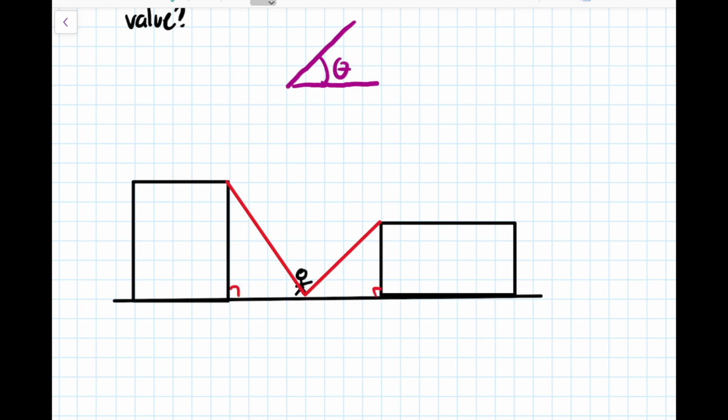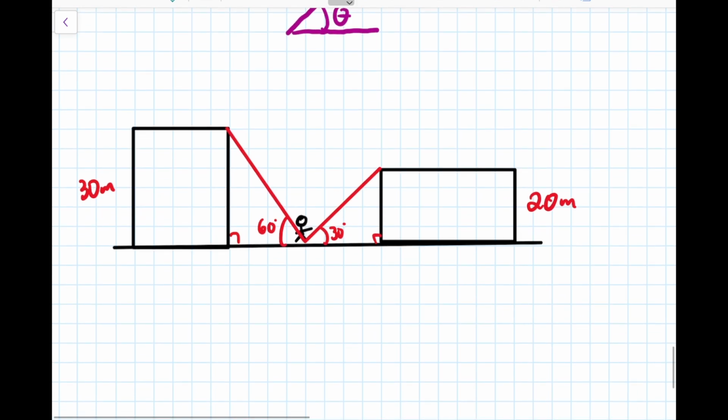We're told that one of the buildings is 20 meters tall and the other one is 30 meters tall. And we know what these two angles are. So our smaller angle to the top of the smaller building is 30 degrees and the angle to the top of the bigger building is 60. So this is everything we were given in the question. And the last thing to know is that we want to find this distance here.